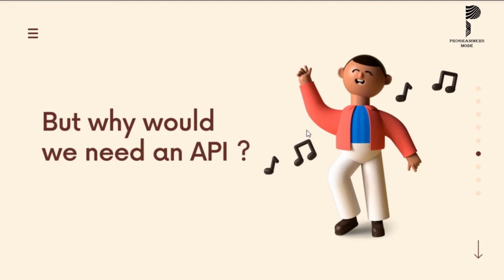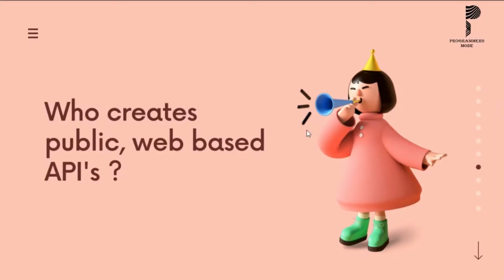Then to catch up on that and keep that data updated, you have to repeat the process after some interval of time. Let's talk about second approach. Let's say Twitter provides an API to you to query all the data and keep it up to date. You are just required to embed it in your application. And it's efficient too. Now, who creates public web-based APIs?